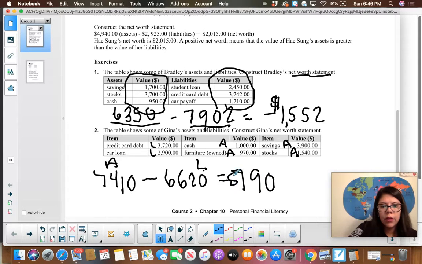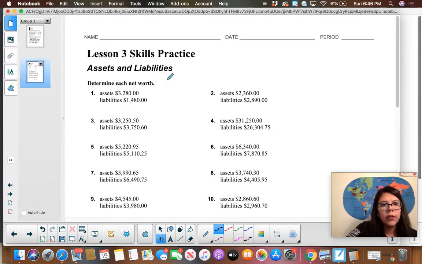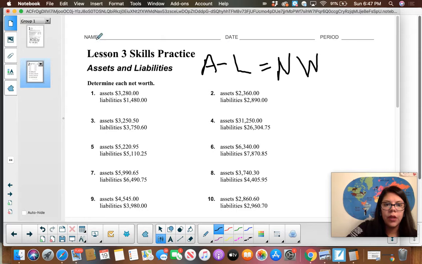Okay, so that concludes the notes for this lesson. Here, let's see, you're determining each net worth. Remember that you need to add, and actually there's no adding because it's just assets minus liabilities equals your net worth. Okay, so you're just going to subtract these. This one, subtract this one. Okay, let's see what the rest look like.